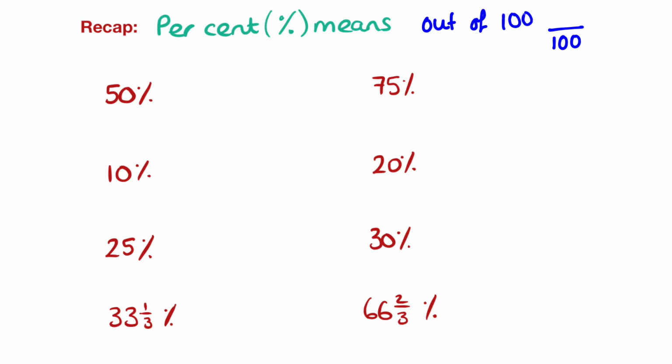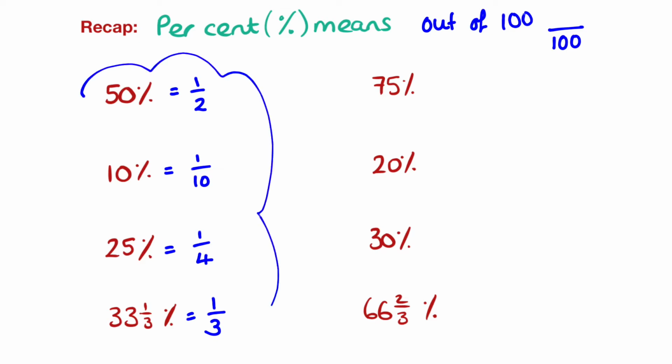So we're just going to go over the percentages that we looked at last lesson and remind ourselves what fractions they are. So if you want to pause the video just now and see how many of these you can remember, that would be a good idea. And then come back in a second and check that you're right. So 50% is a half. 10% is a tenth. 25% is a quarter. And 33 1/3% is a third. I would say this left-hand column here, these ones are the most important ones to be able to remember.